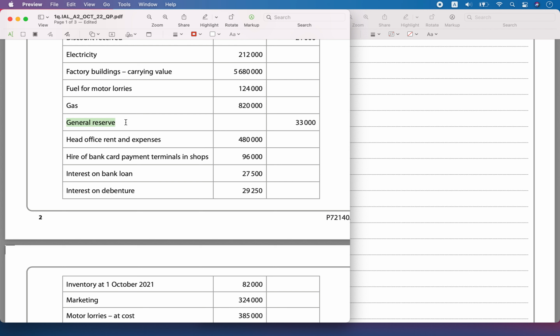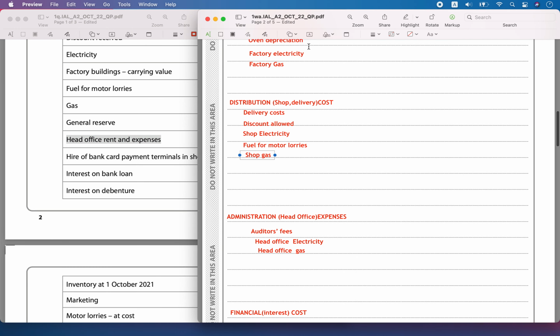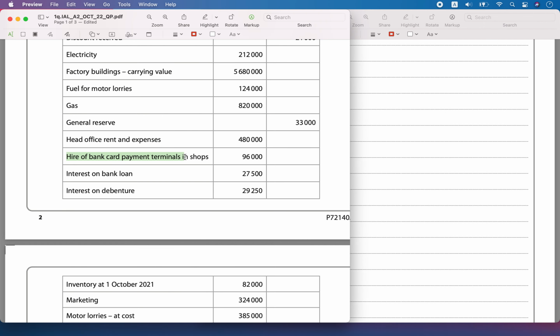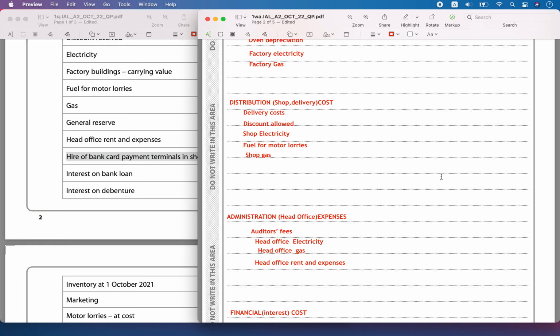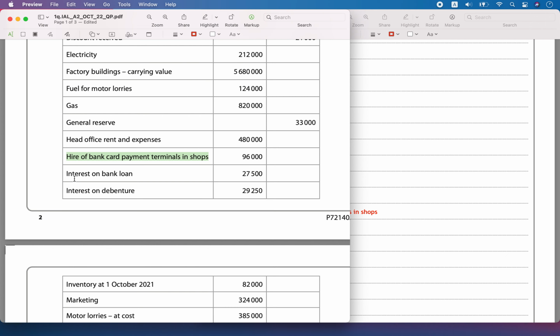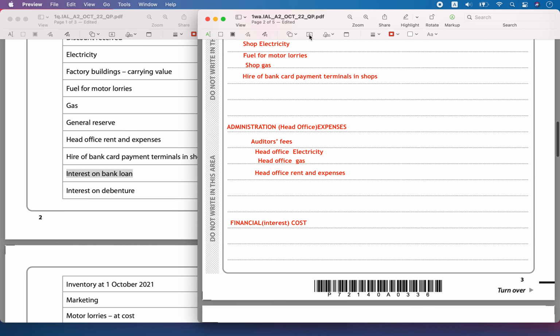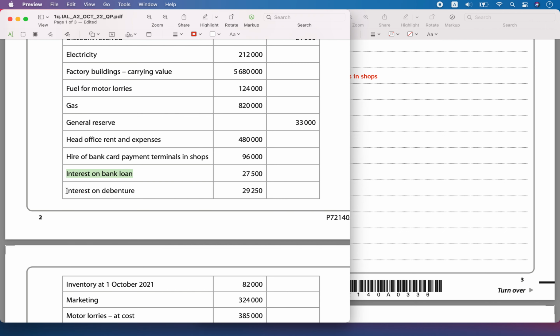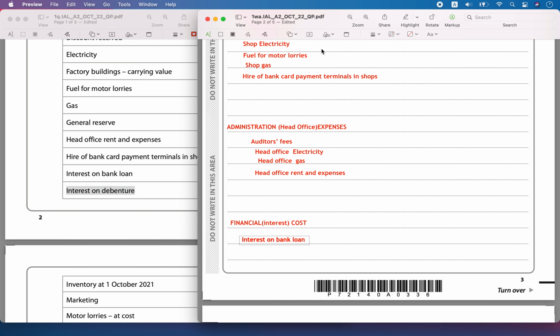Then general reserve will not come here, it's in a financial statement. Then head office rent and expenses, that's going to come under the administration. Then hire of bank card payment terminal in the shop, this is a shop, so it's coming under the distribution. Shop expenses are going to come under the distribution cost. Then interest on the bank loan and interest on the debenture, this is going to appear as a financial cost.